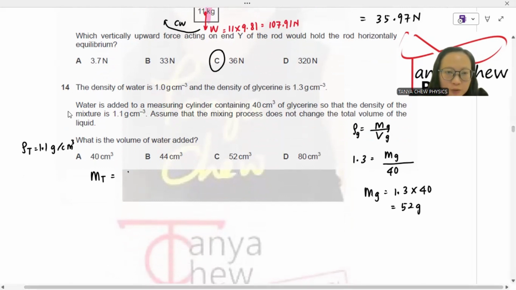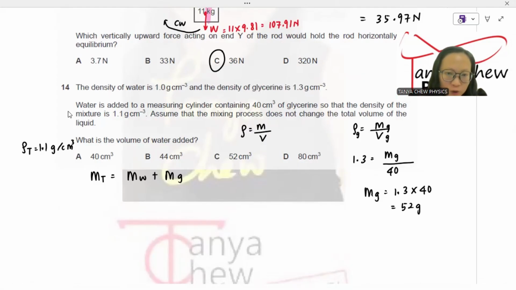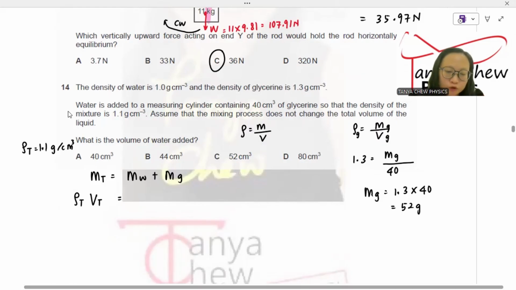And I would like to find in terms of the total mass. Mass total is equal to mass of water plus mass of the glycerine. I modify the mass because I know that density is equal to mass over volume, so the mass would be density multiplied by volume. So mass total will be total density multiplied by total volume, equal to the density of the water multiplied by the volume of the water plus mass of the glycerine, which is 52. I just put it in right away. Now the total density is 1.1.